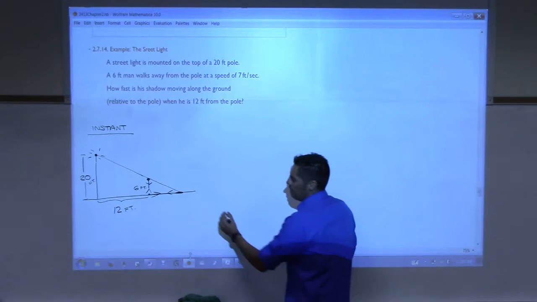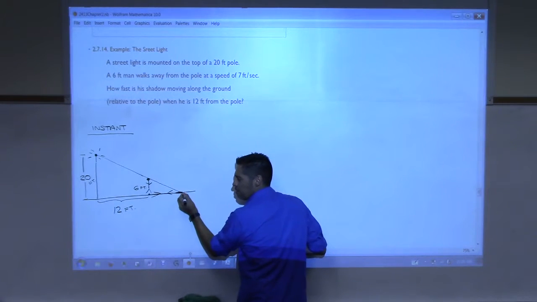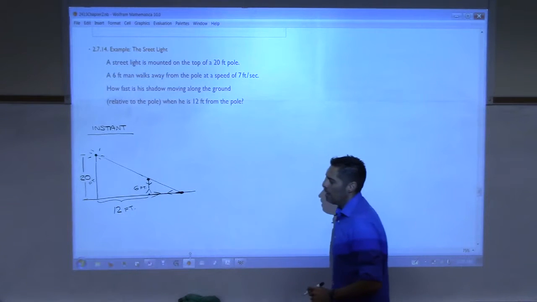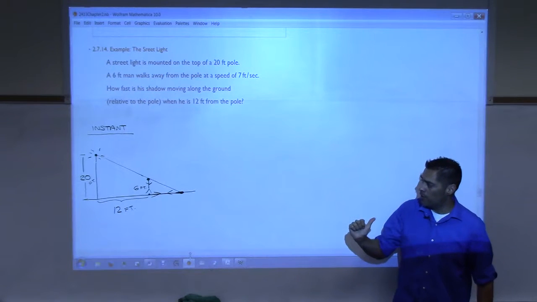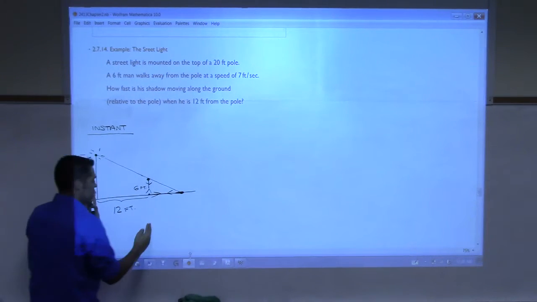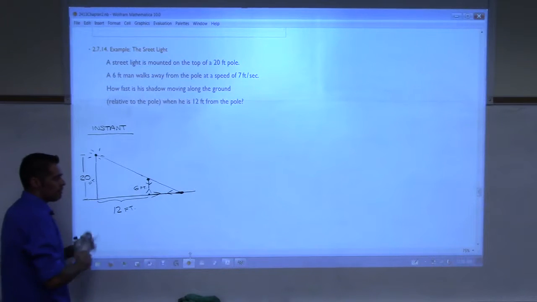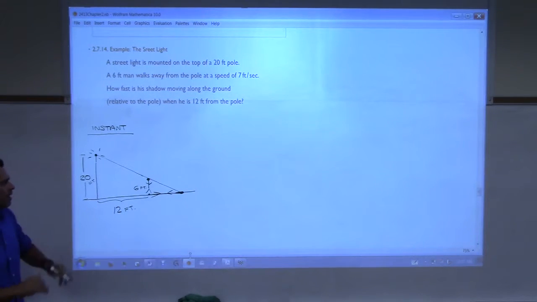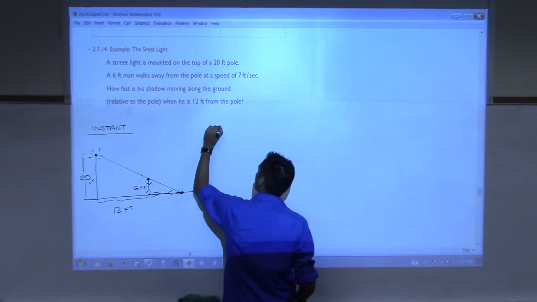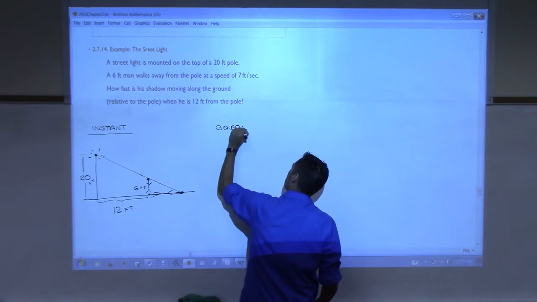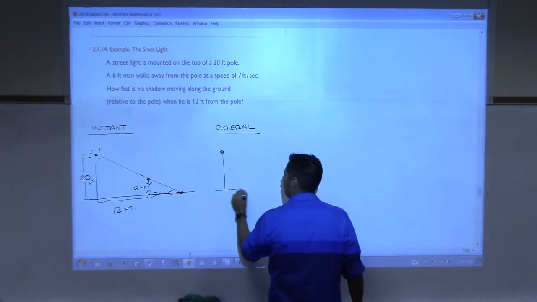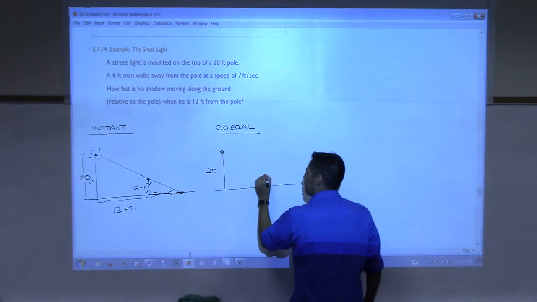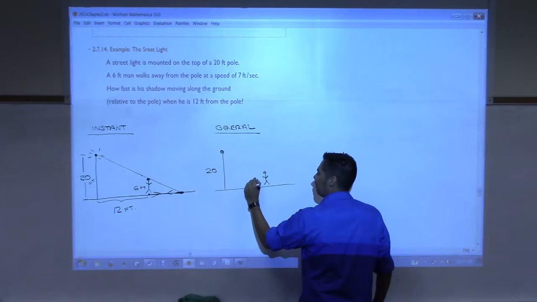So let's just imagine that the tip of his shadow is right here, right? I'm going to put that as like a point. I want to know how fast that point's moving along the ground relative to the pole, which means relative to this point right here. Understand? So there it is. For now, I think that's all I want to draw. Let me draw a general picture. Same pole, 20 foot tall, that doesn't change, right? Same person, 6 feet tall, that doesn't change, right?